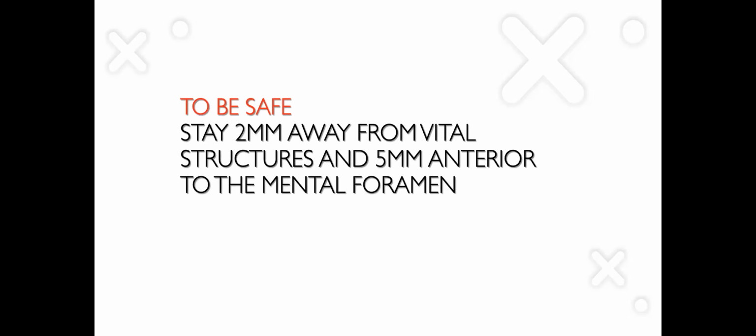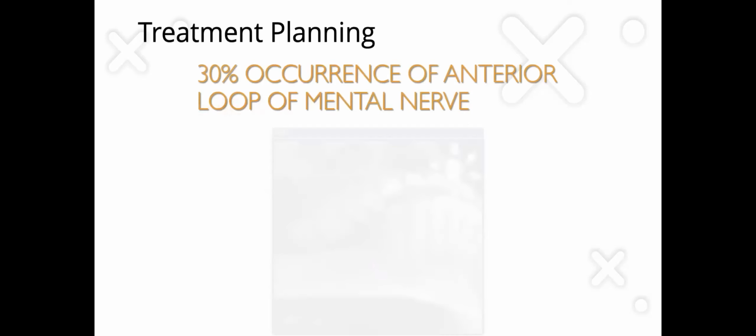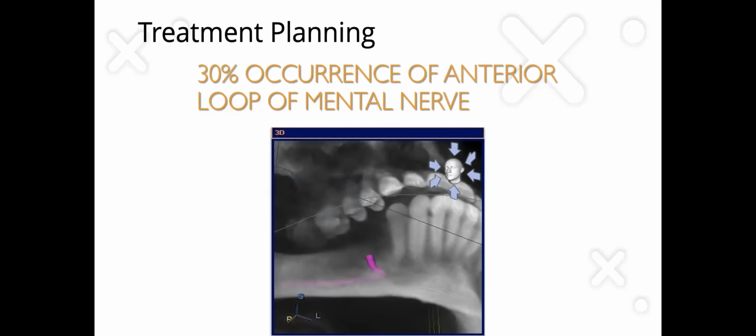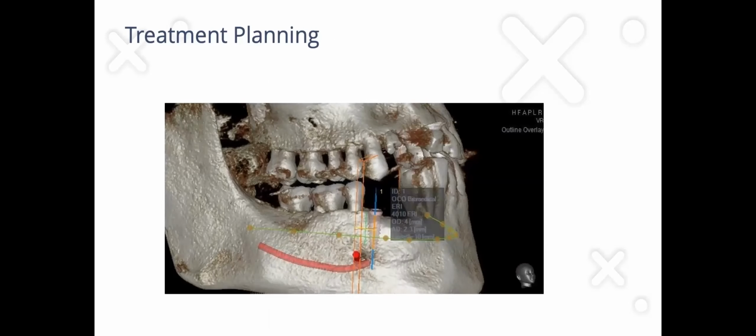And to be sure, stay 2 millimeters away from any vital structure and 5 millimeters anterior to the mental foramen, because in 30% of the population, we have an occurrence of the anterior loop of the mental nerve. And so when we're planning with our 3D imaging, you have that freedom to know where your ideal implant placement is relative to that anterior loop.